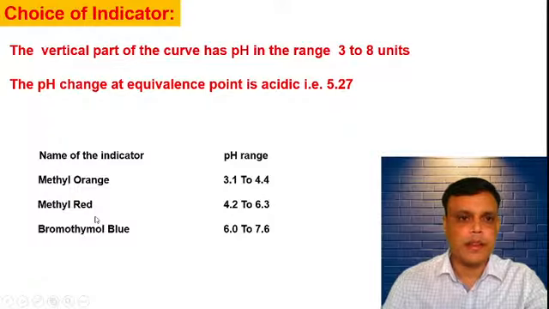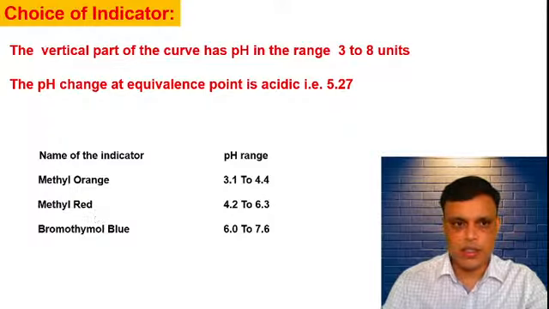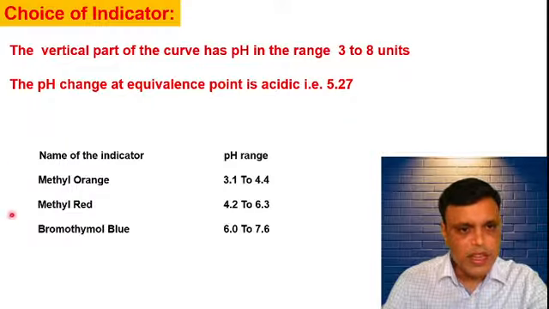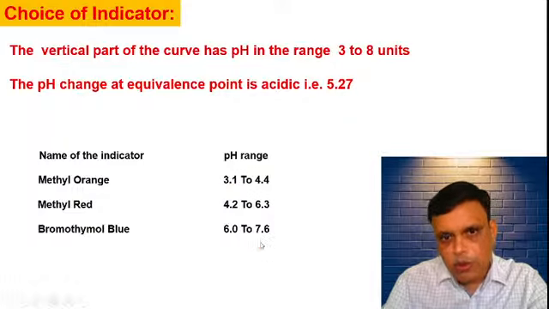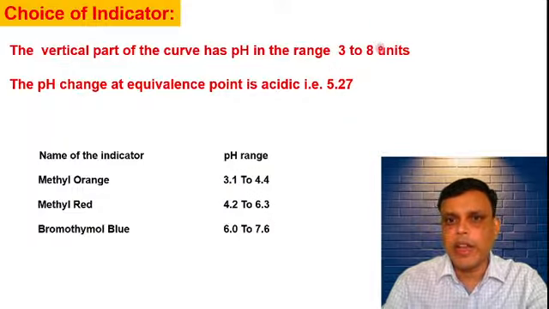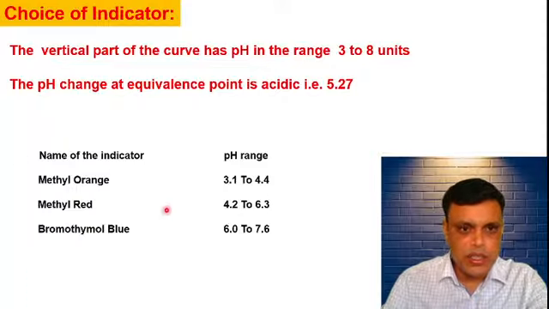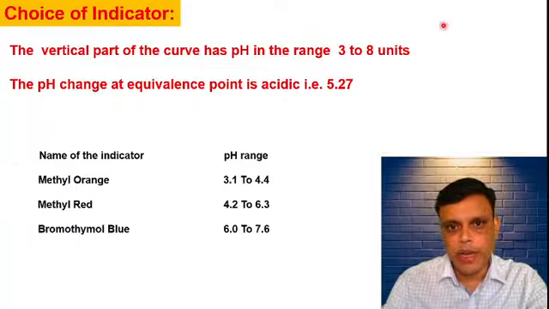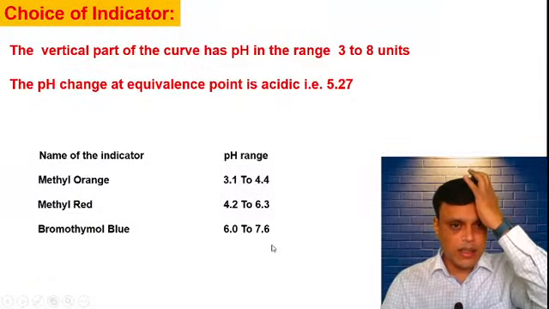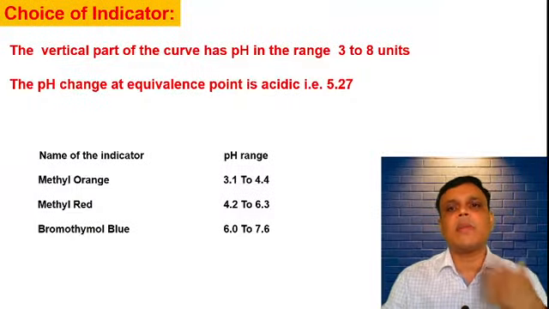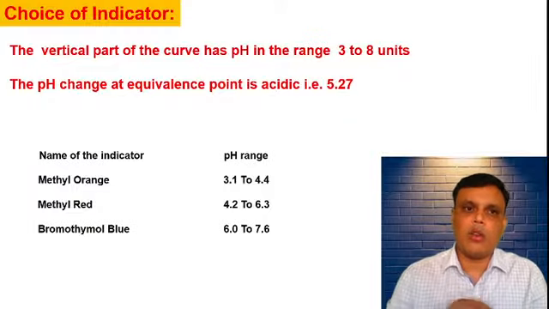So if you see the indicators and their pH ranges, these three indicators, that is methyl orange, methyl red and bromothymol blue, can be suitable indicators for the above titration because their pH range is 3.1 to 7.6, so almost 3 to 8. So the pH range of all three lies between 3 to 8. See, methyl orange starts at 3.1 and bromothymol blue ends at 7.6. That means these three indicators can be suitable for the above titration.